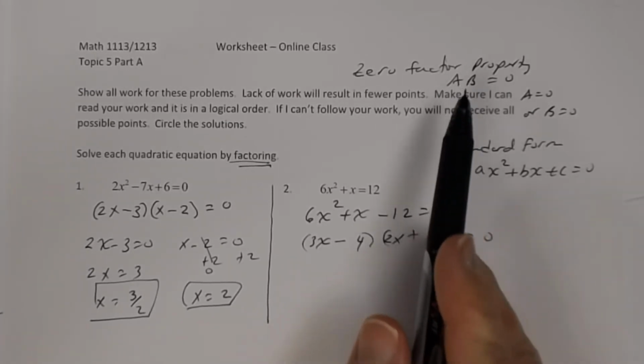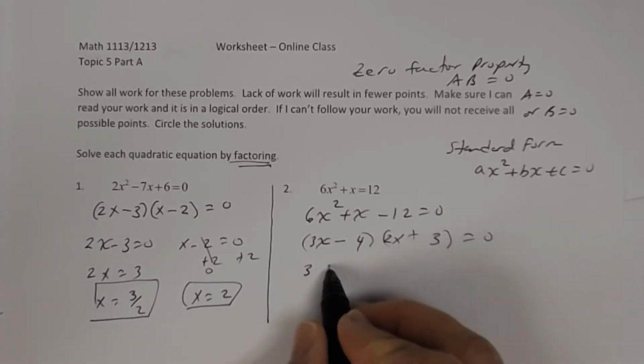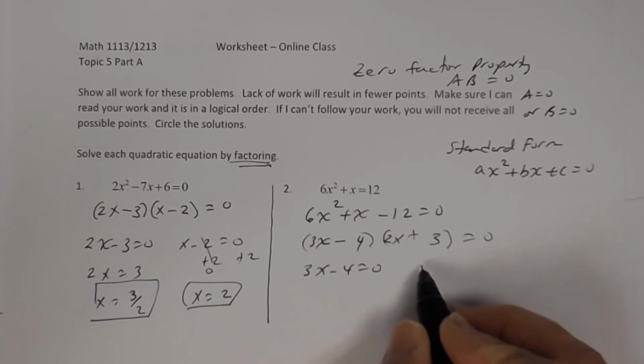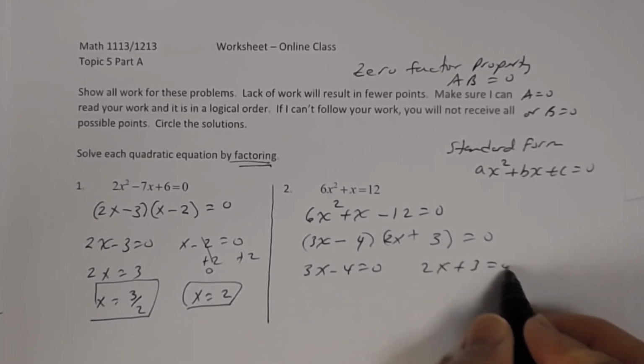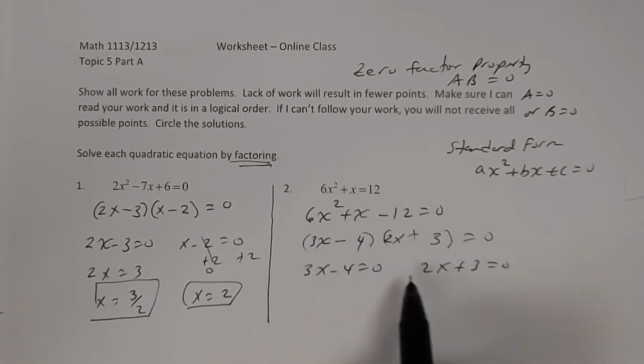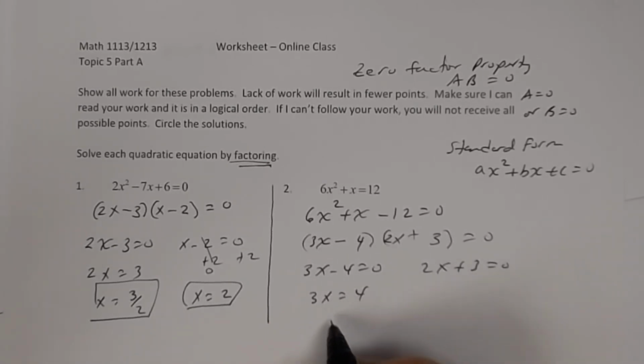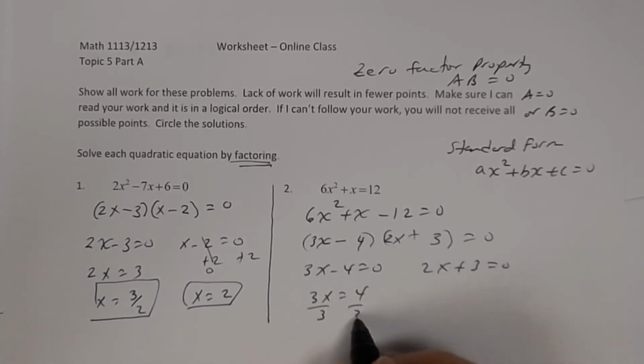So now I'm going to use the zero factor property. So one of these factors has to be 0. So we're going to set each one equal to 0, just like this. And then you solve for x. So notice I went from a quadratic equation to 2 linear equations. To solve this linear equation, I'm going to add 4 to both sides. So I get 3x equals 4. And then I'm going to divide both sides by 3, just like this. And so I get x to be 4/3.